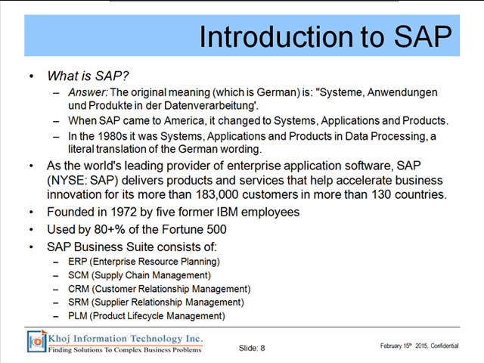The first one being the Enterprise Resource Planning, ERP. The second being Supply Chain Management, SCM. Third is CRM, Customer Relationship Management. SRM, which is Supplier Relationship Management, and PLM, which is Product Lifecycle Management, right? So those are the 5 major products which make up the SAP Business Suite.